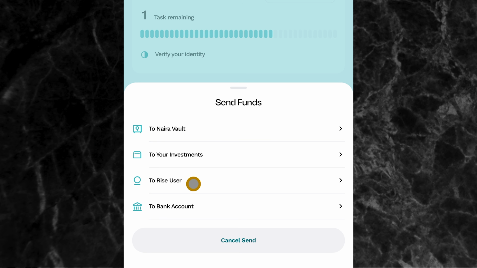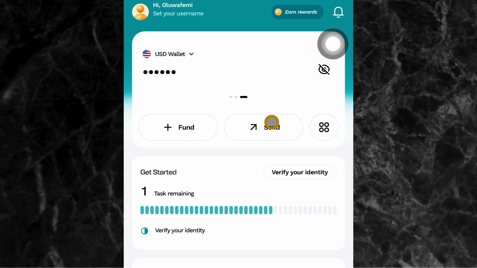And the third one is to send money to a Rise user. So for example, maybe you have a friend who is also a Risevest user, so maybe you want to send money to that person. You can easily do that on the Risevest app. And lastly, you can send money to a bank account. So maybe you want to withdraw your money to your own bank account, then this is the option you pick, to bank account. So these are the different ways to fund your wallet and then to send money out of your wallet on the Risevest app. I hope you understand everything I've just explained. So I've just explained everything you can see at this first section of the home page of the app.